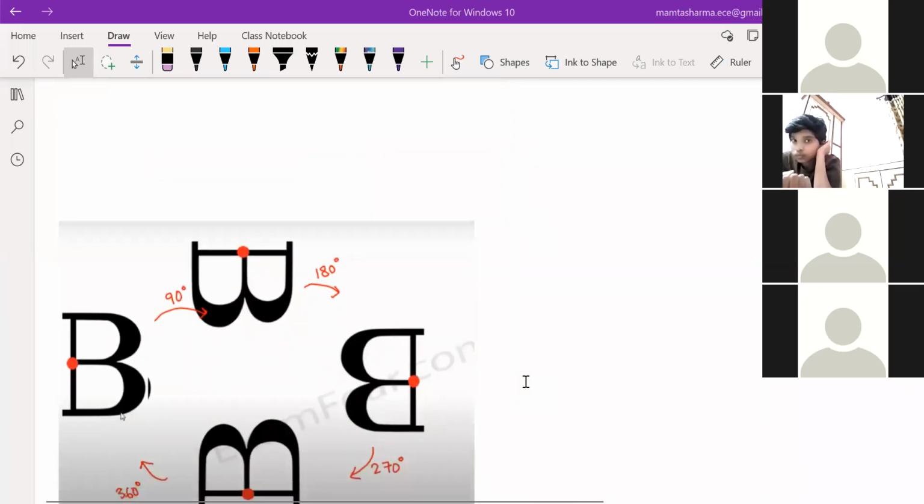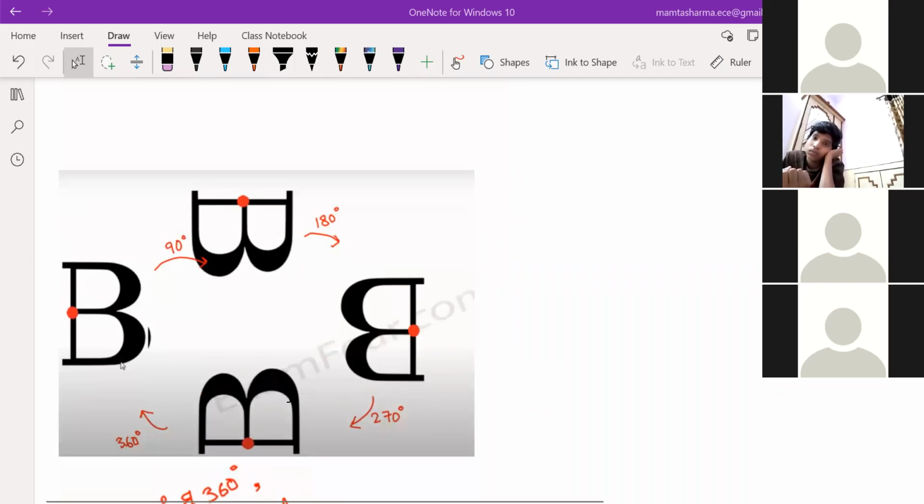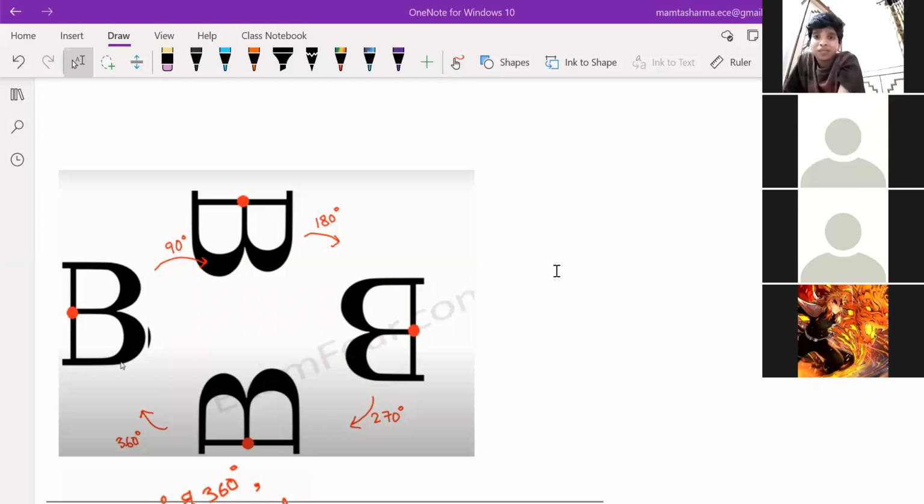Now, if I say find out the rotational symmetry of B, the letter B. Yes, find it out and type your answer. Ma'am, I think it's 1. Yes, 1 is correct.